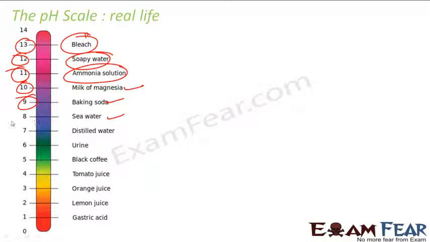Seawater, normal seawater, you go to any beach, has a pH of 8. It's a little basic. And distilled water has a pH of 7. If you see, the water pH itself varies. Distilled water has a pH of 7, the neutral water, but the seawater is a little basic.